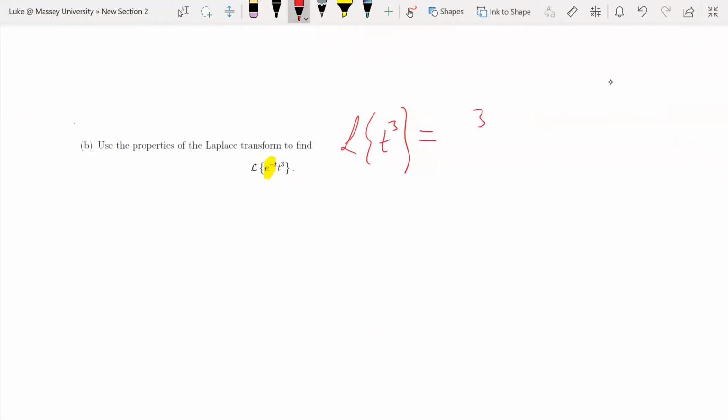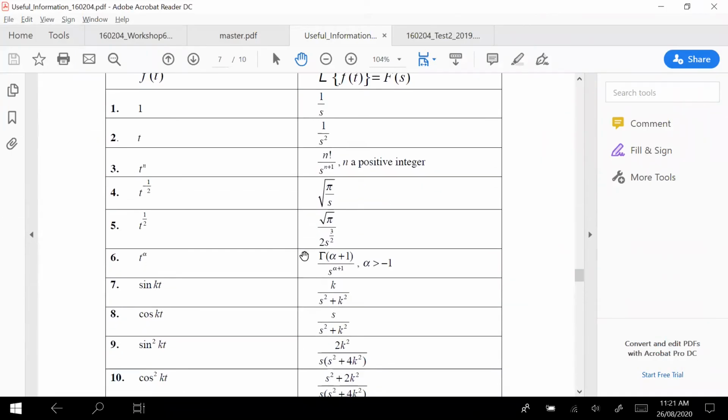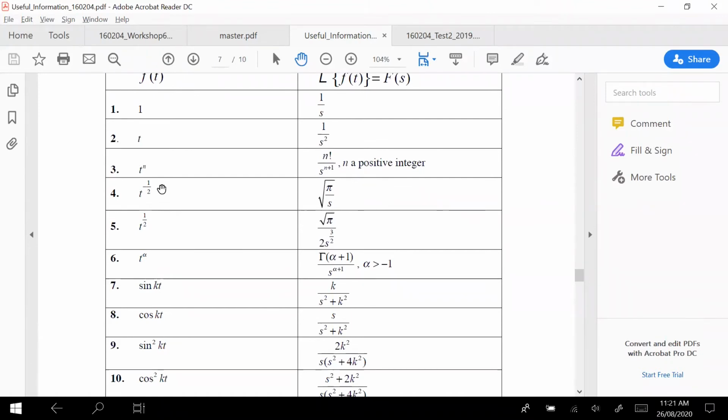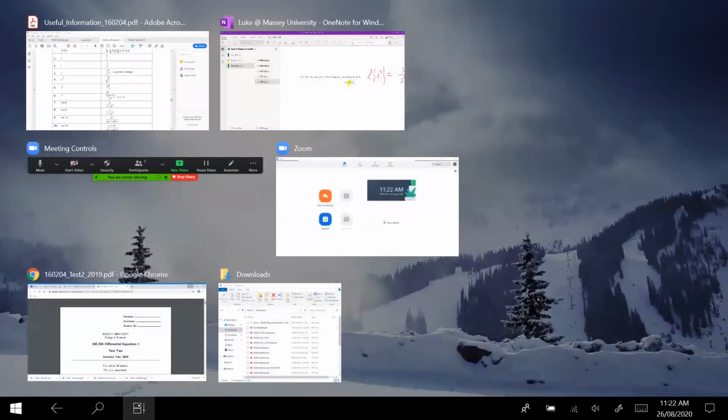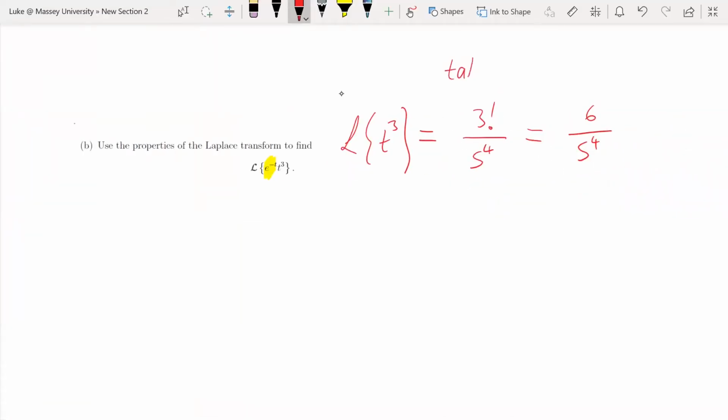Okay, and I know that this is equal to 3 factorial over s to the power of 4. Well, 3 factorial is 3 times 2 times 1, which is 6, over s to the power of 4. And I knew that because I checked my table, of course. Somewhere in here we have t to the power of n, number 3 here, with n factorial over s to the n plus 1. So what was n? Yeah, n equals 3 in this case. So table number 3, n equals 3. Let's add that information for the marker.